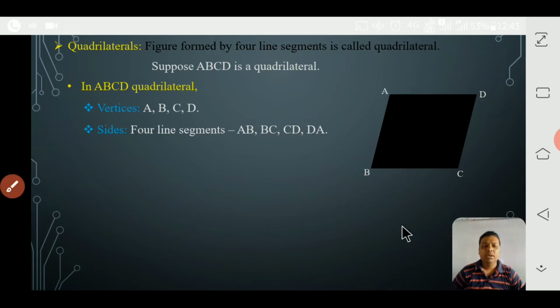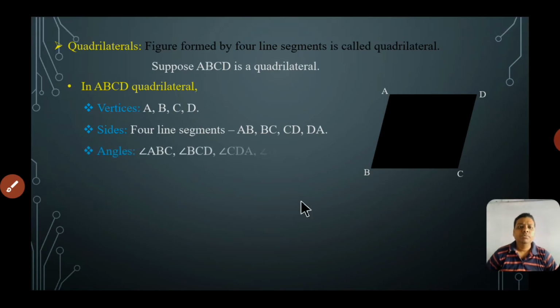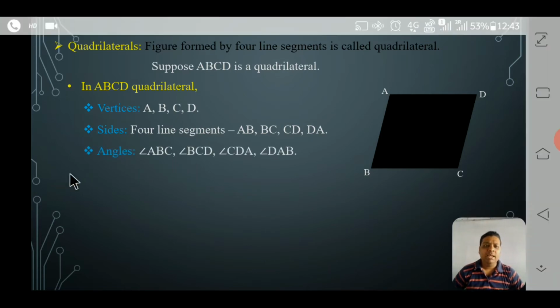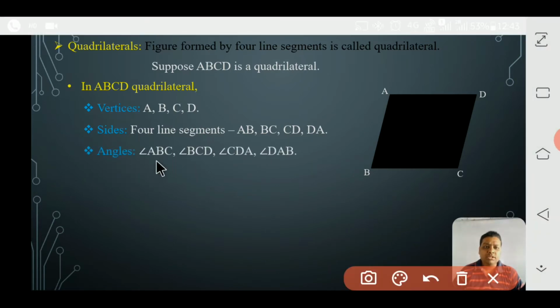Now, angles. Angle ABC. Here you can see B is in the middle, so this one is the angle. Then angle BCD is the second angle. Angle CDA is the third angle. This is angle DAB, where A is in the middle. So this one is the fourth angle.